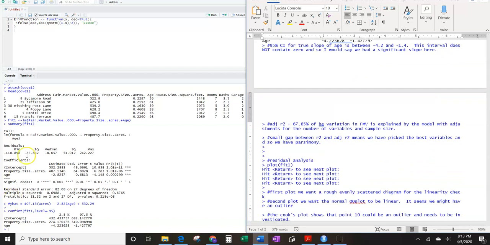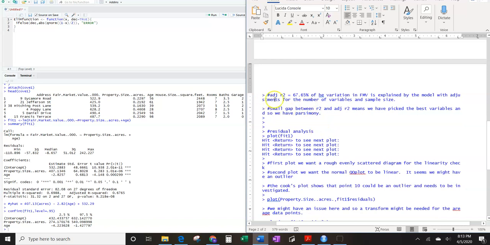Excellent. What else do we get from this summary? Well, from the summary, you also get the multiple R squared and the adjusted R squared. When we're doing multiple regression, I like the adjusted R squared. The reason is if you pick a lot of variables in your multiple regression model, all those variables could confound each other. It causes the variation to inflate, which we'll talk about in later videos. But right now, since we only have two variables, I can keep it straight and say the adjusted R squared is really excellent at 67.65%: 67.65% of the variation in the market value is explained by the model, with adjustments for the number of variables and sample size.